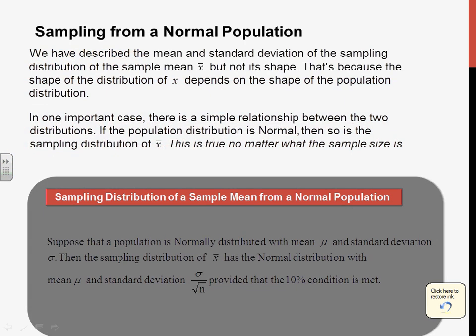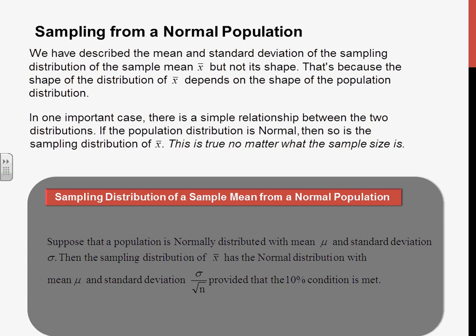Whew, that is really hard to see. I don't know why that looks so bad, but I'll read it for you. All right. We have described the mean and standard deviation of the sampling distribution of the sample mean x bar, but not its shape. That's because the shape of the distribution of x bar depends upon the shape of the population, unless, which we're going to learn, unless something else happens.